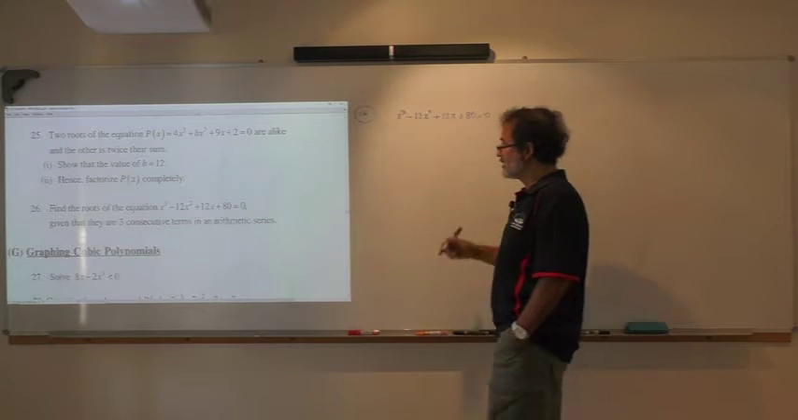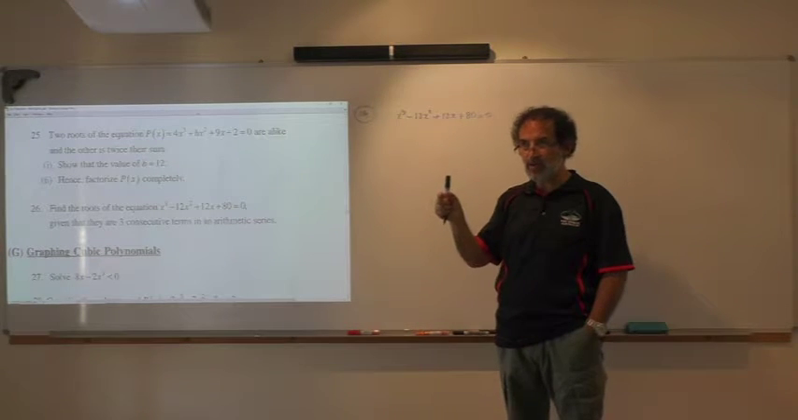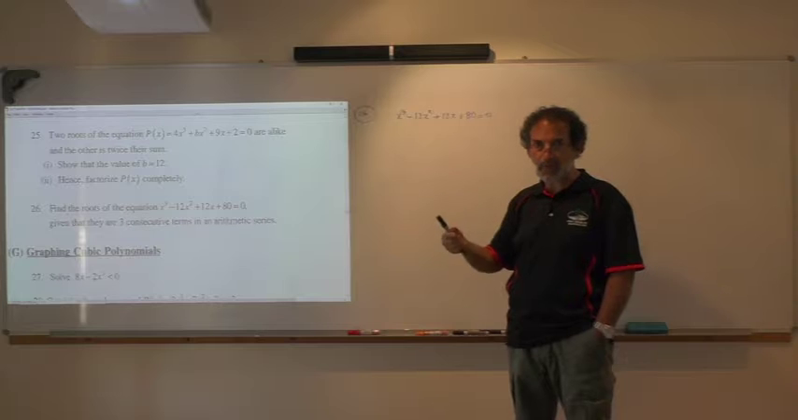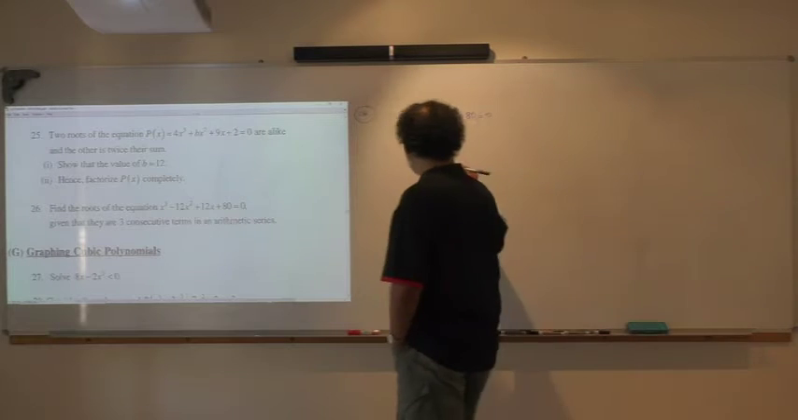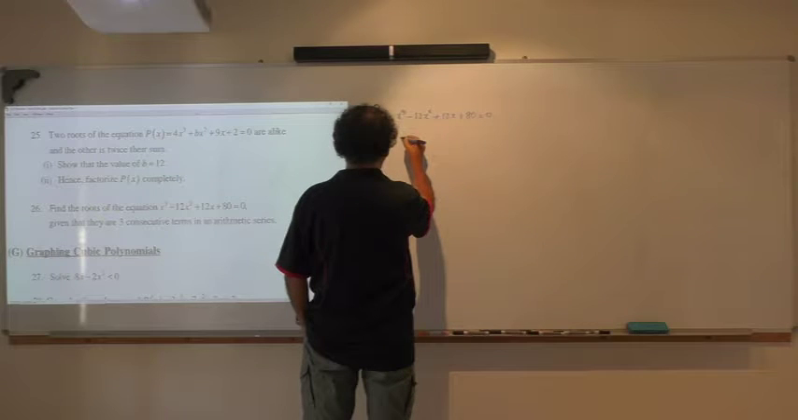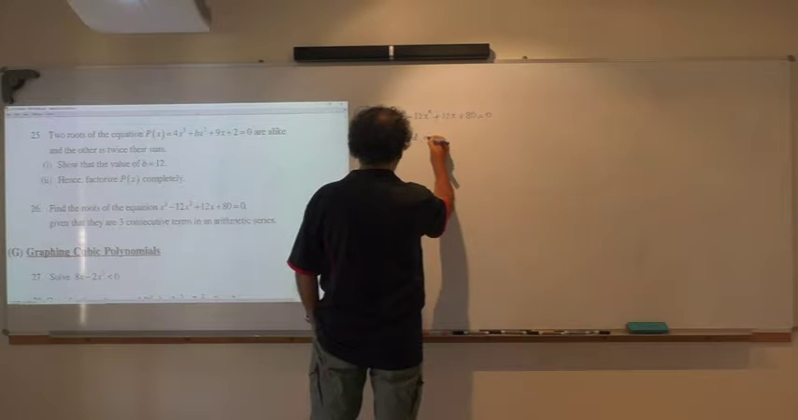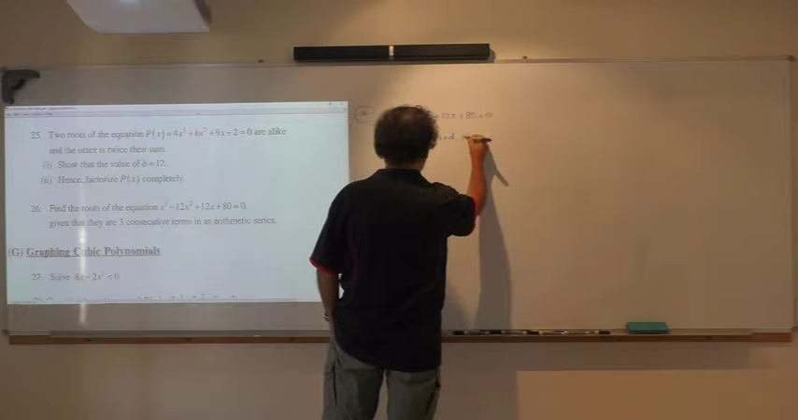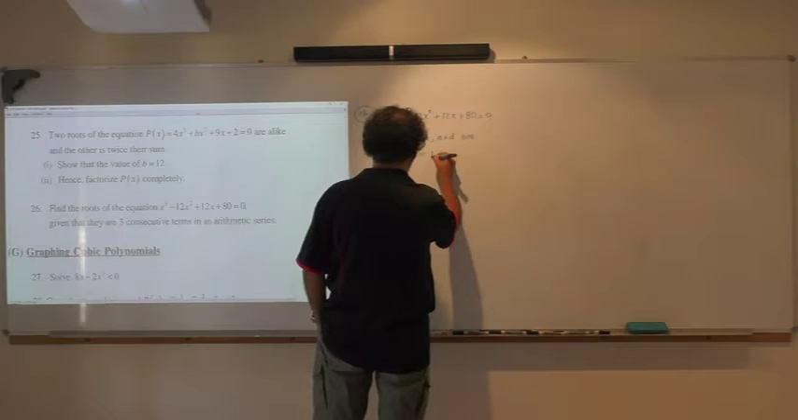So here they say the roots have that pattern. You have one, and the next one increases by the same amount as the first. How do we write that in mathematical terms? We say the roots of the equation are a minus d, a, a plus d.